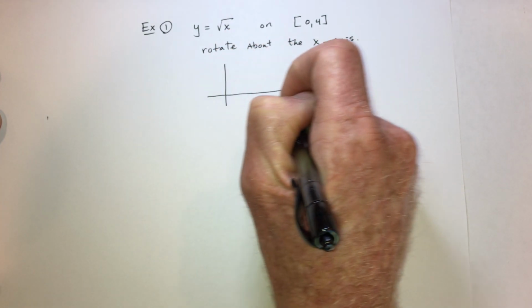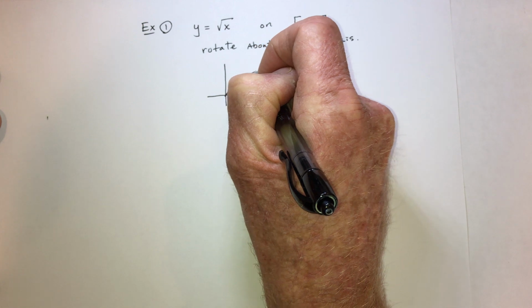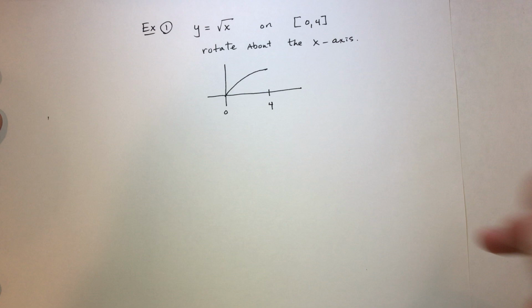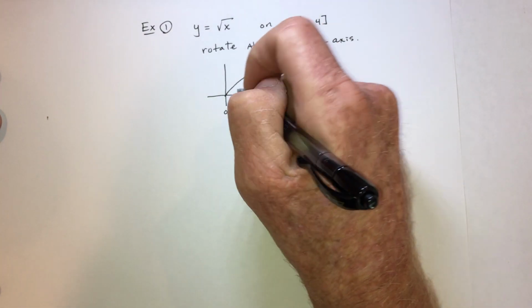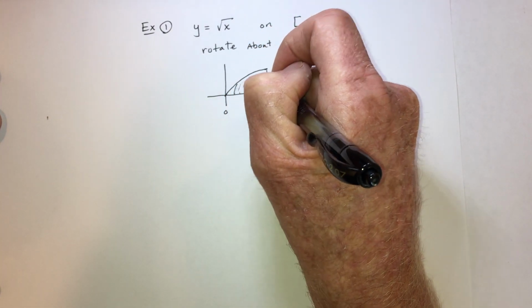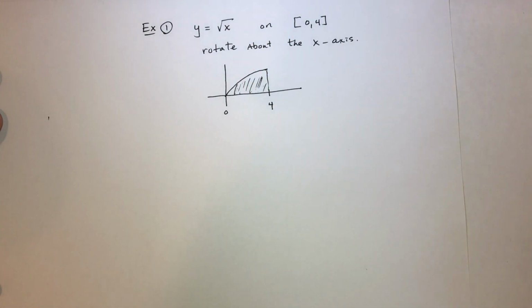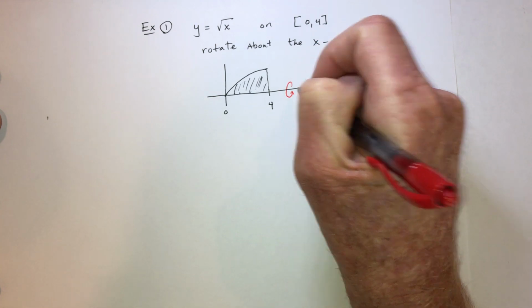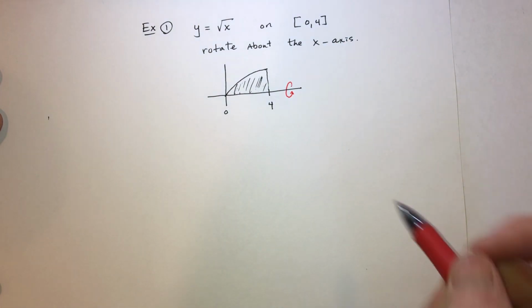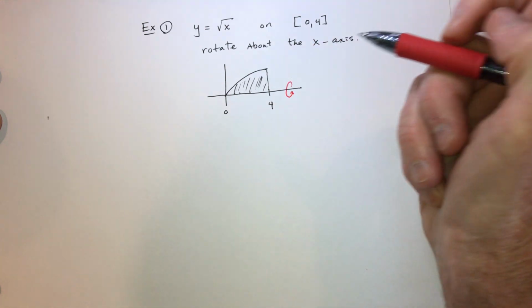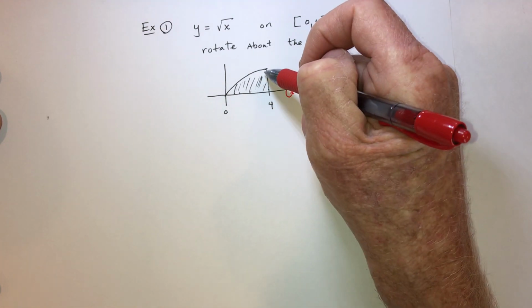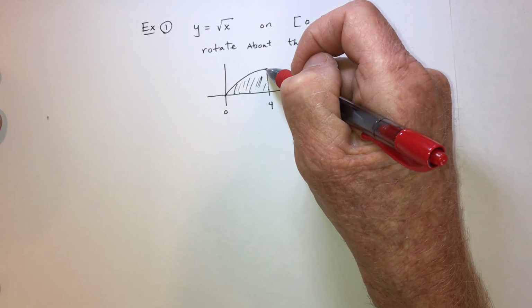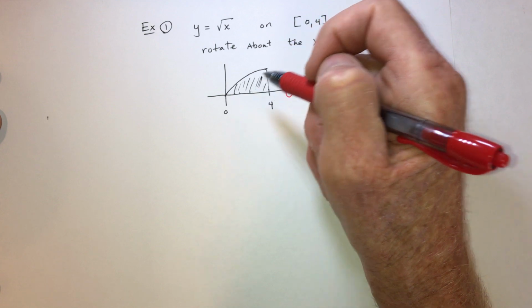So the square root of x function would look like this. Go from 0 to 4, and then this, so just lightly shade that part. This is the area that we are rotating, and then rotate that about the x-axis. So when that rotates around, then it would sort of look like the tip of a bullet, because it would be sort of pointy up here.